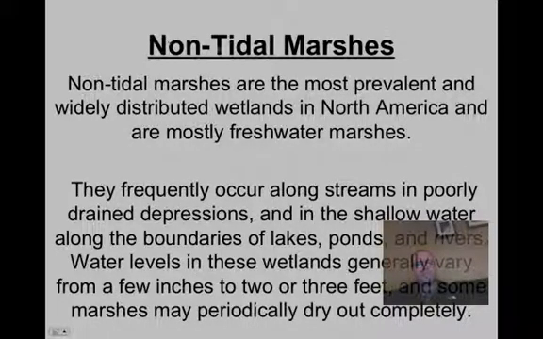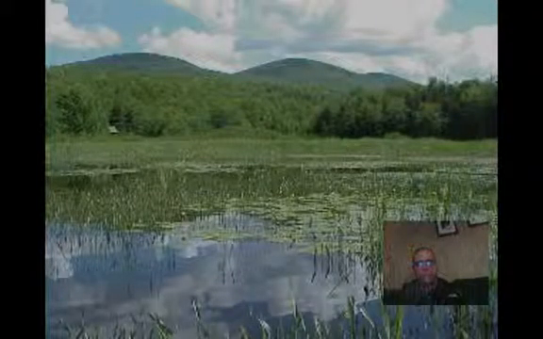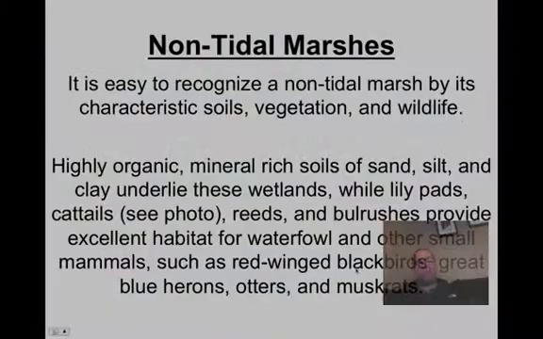Another type is a non-tidal marsh. These are the most prevalent ones in North America, the United States, mostly fresh water. And again, they're occurring along streams or poorly drained low areas, depressions, places like that. There's a good example of one. You can see there's a lot of plant cover here, probably 50-50 with open water.